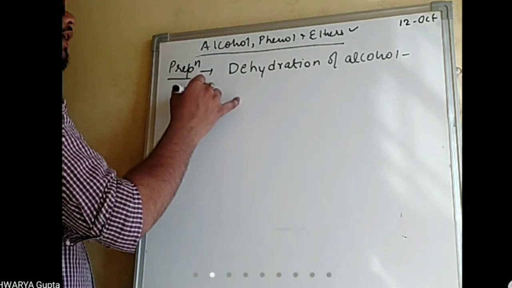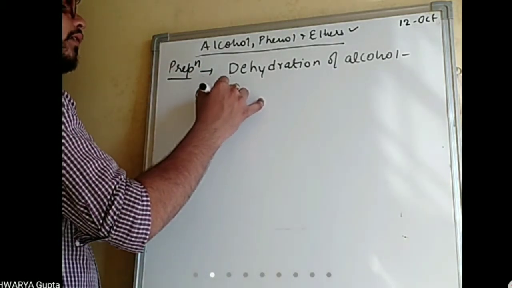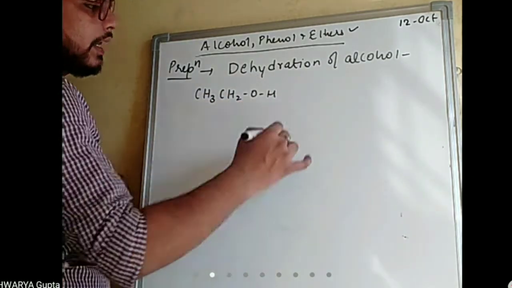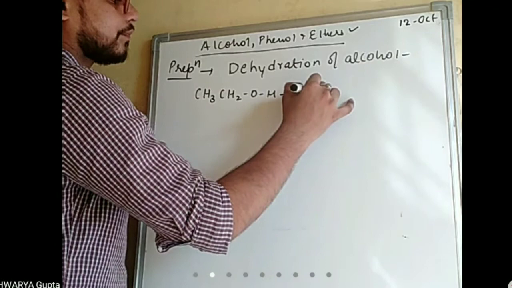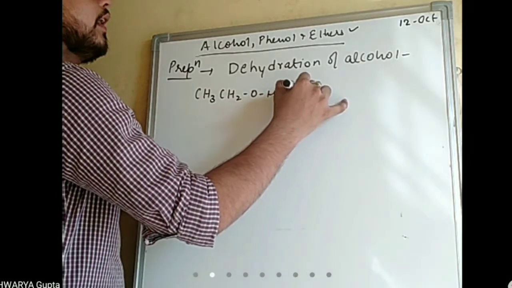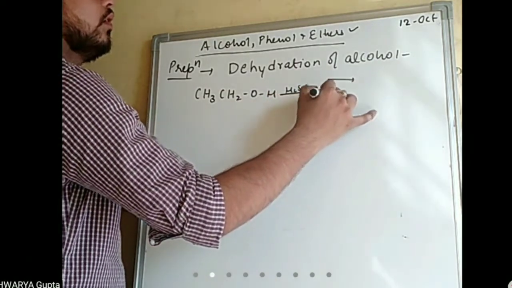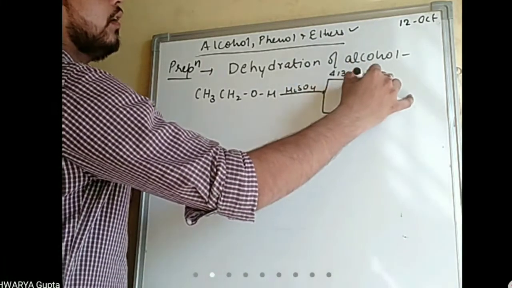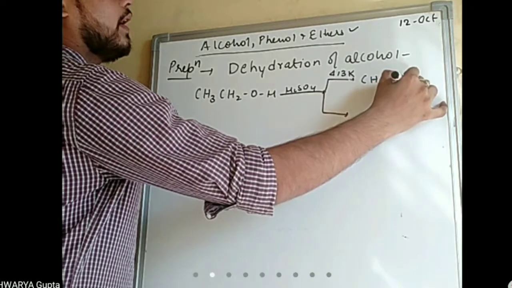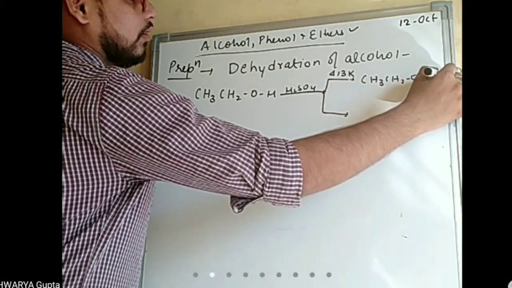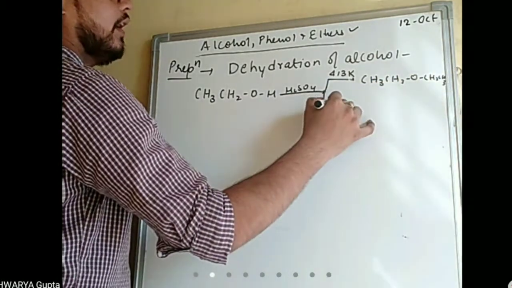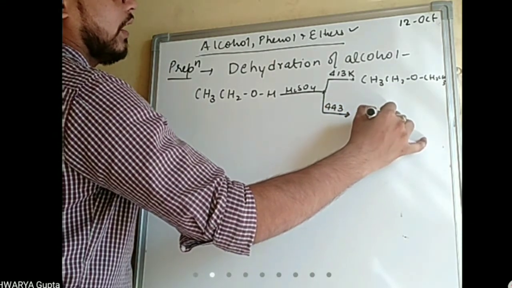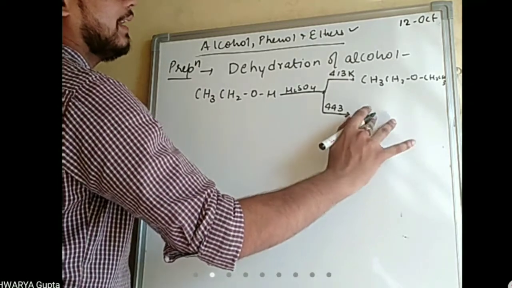Like when an alcohol, CH3CH2OH, is reacted with concentrated H2SO4 at 413 Kelvin temperature, there will be formation of an ether, and when it is reacted at 443 Kelvin temperature, there will be formation of an alkene.